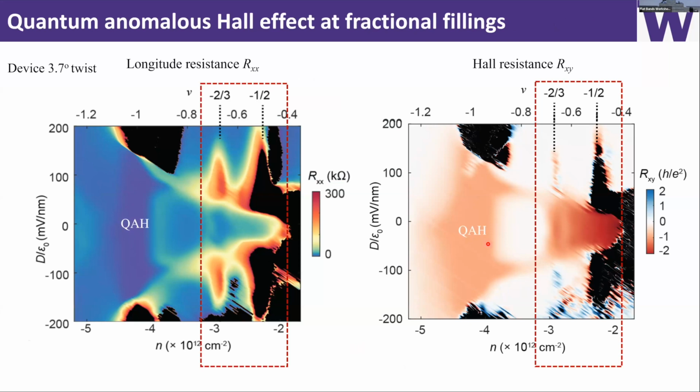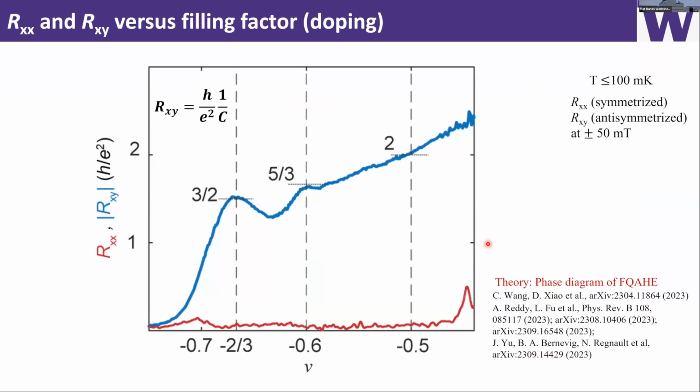Now I'm going to focus on these fractional fillings. Let's start with line traces of RXY and RXX as a function of filling factor. We know RXY is inversely proportional to the Chern number C. So as we tune the filling factor, you can clearly see that very quickly RXY increases to the value of 3/2, basically corresponding to the Chern number minus 2/3, then drops. Okay, I'm going to come back to this point.